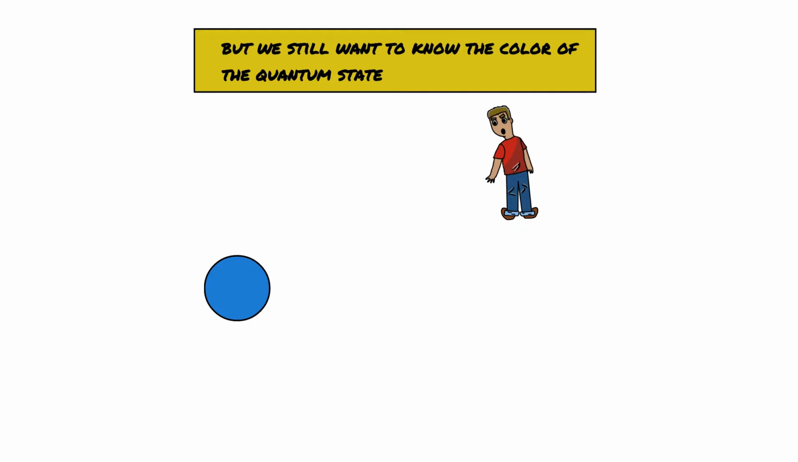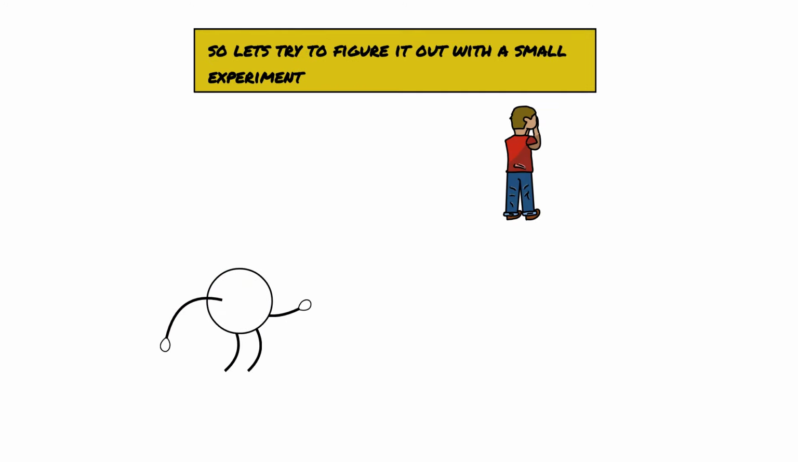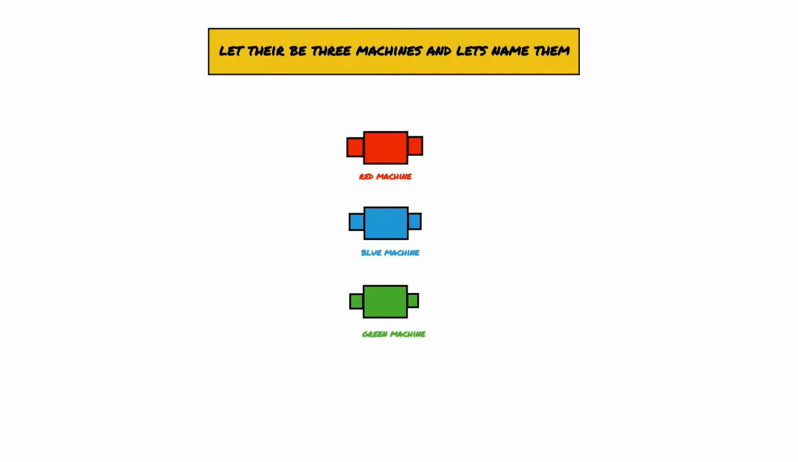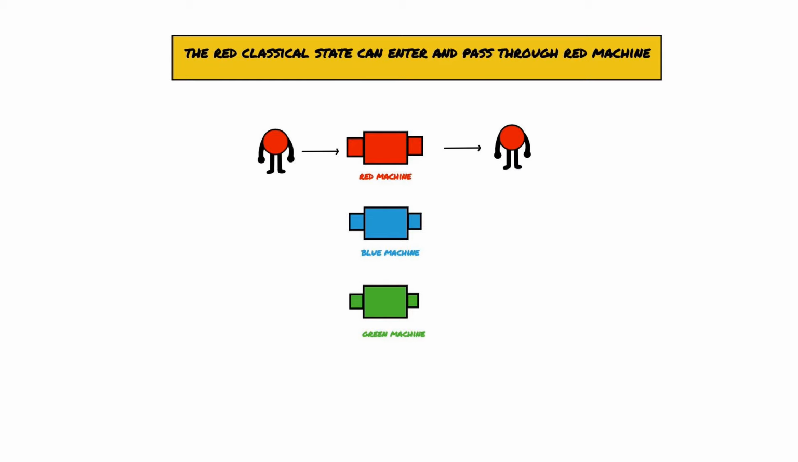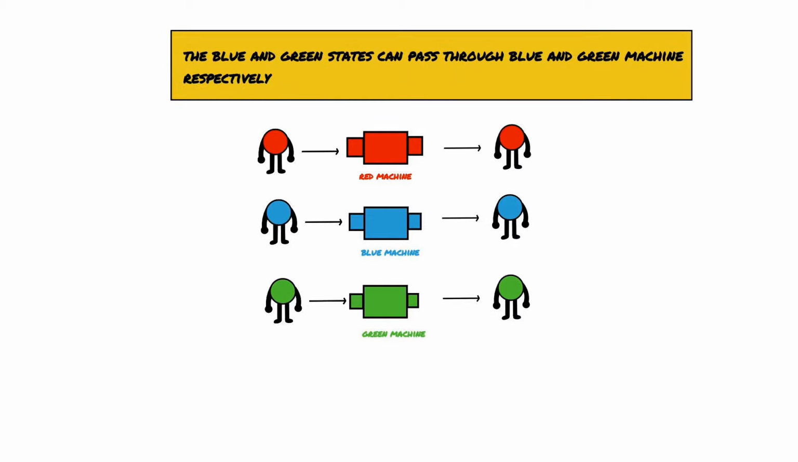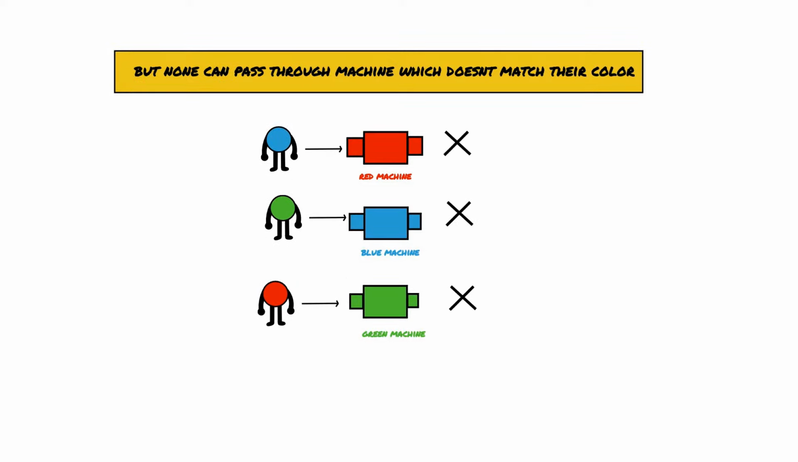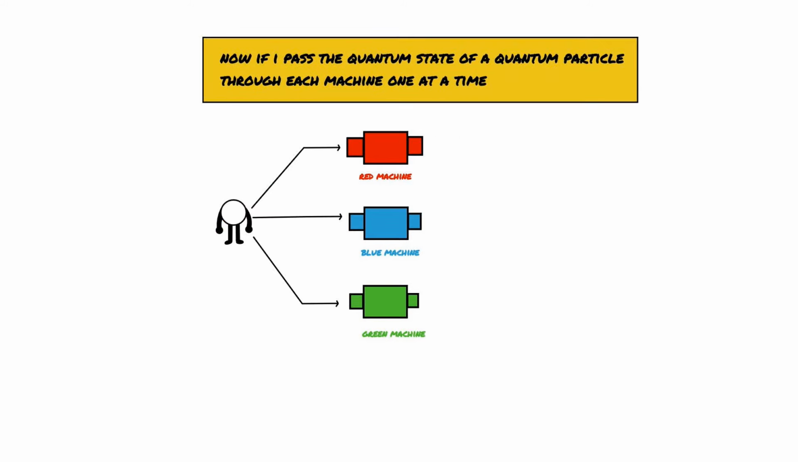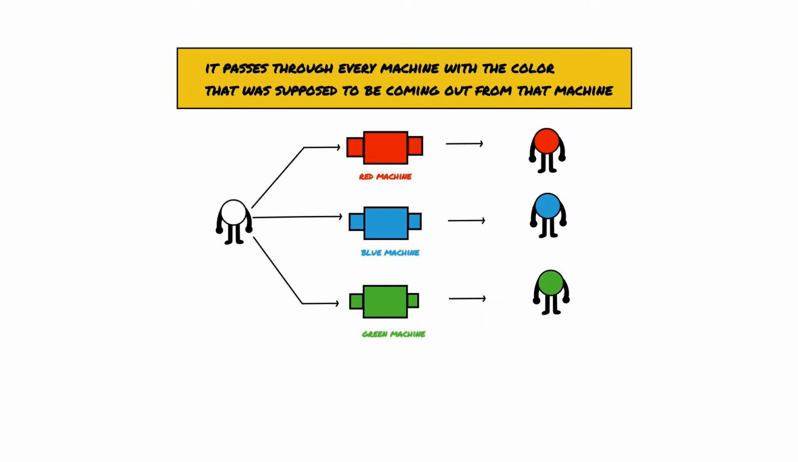So let's try to figure it out with a small experiment. Let there be 3 machines, and let's name them the red machine, the green machine, and the blue machine. The red classical state can enter and pass through the red machine. The blue and green states can enter and pass through the blue and green machines respectively, but none can pass through machines which don't match their color. Now if I pass the quantum state of a quantum particle through each machine one at a time, it passes through every machine with the color that was supposed to be coming out from that machine.